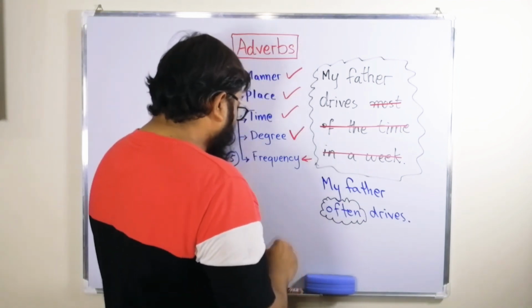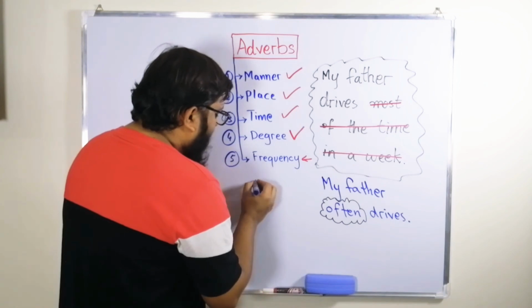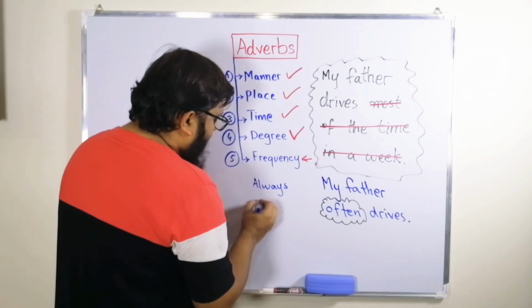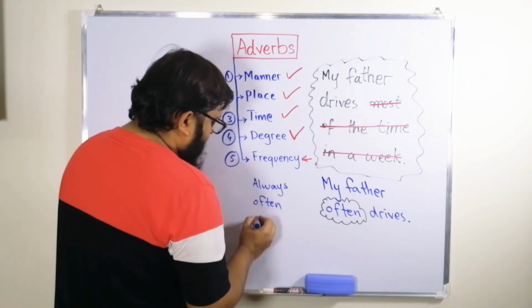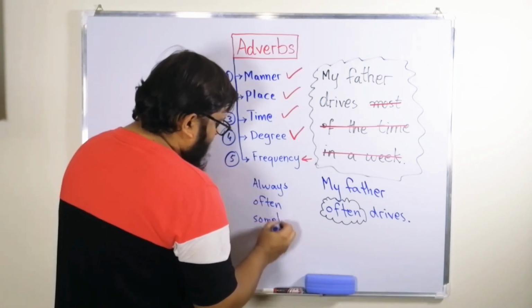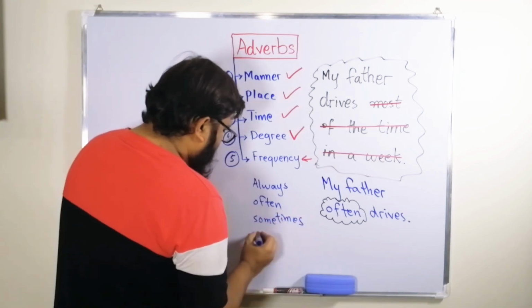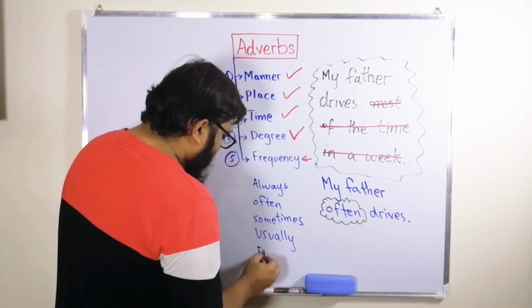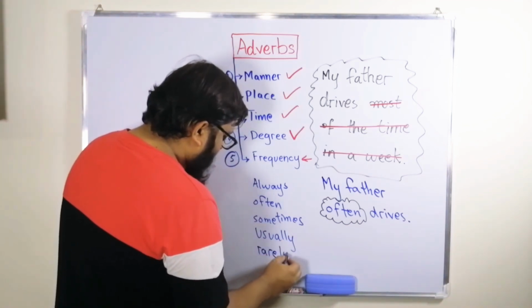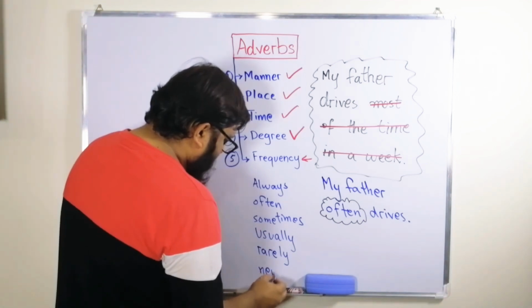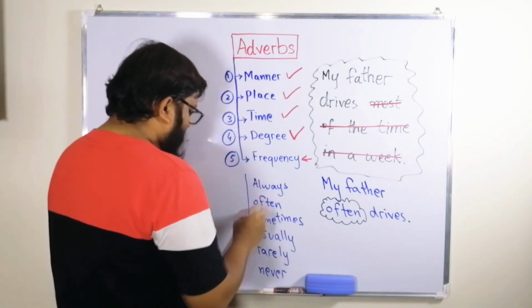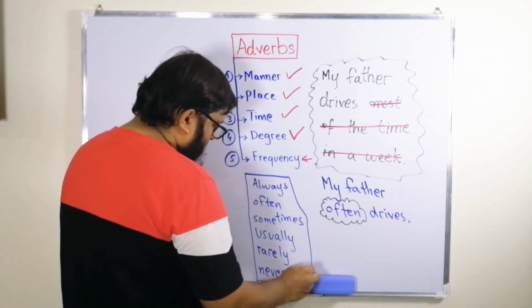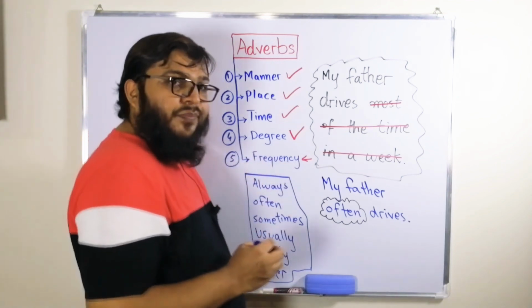For example, always, often, sometimes, usually, rarely, never. This is a list of all adverbs of frequency.